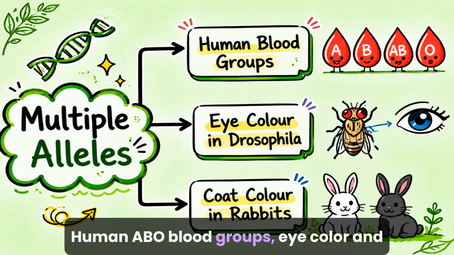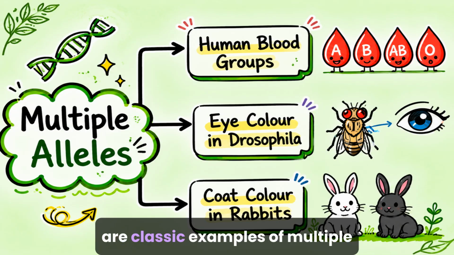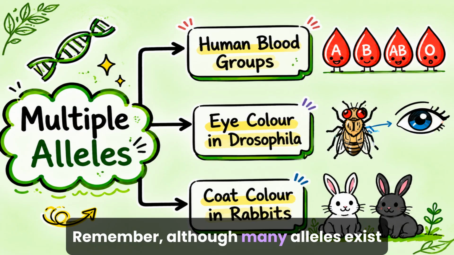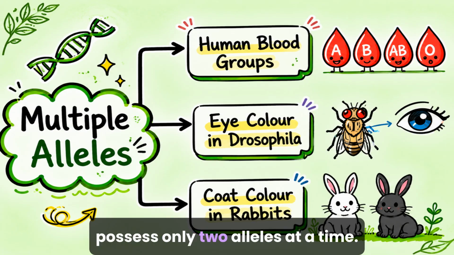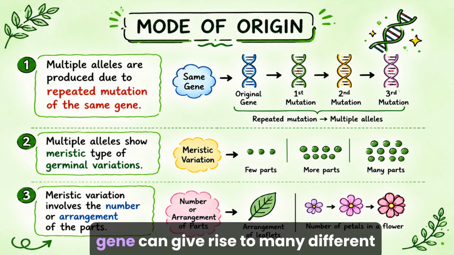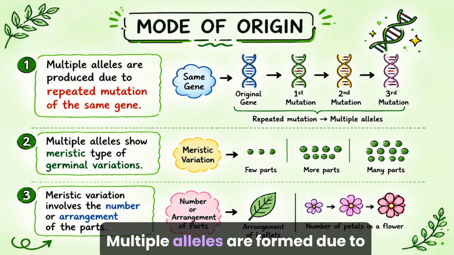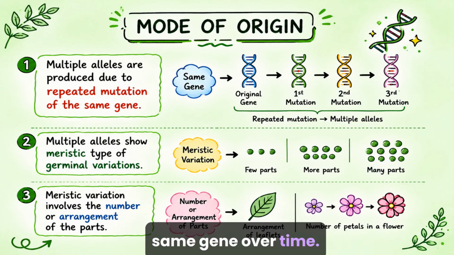Human ABO blood groups, eye color in Drosophila, and coat color in rabbits are classic examples of multiple allelism. Remember, although many alleles exist in a population, an individual can possess only two alleles at a time. Have you ever wondered how a single gene can give rise to many different alleles? Multiple alleles are formed due to repeated mutations occurring in the same gene over time.